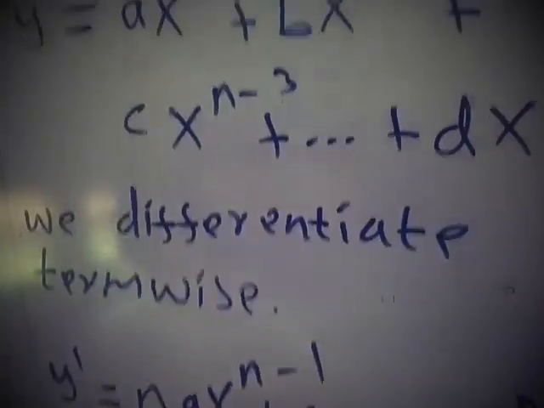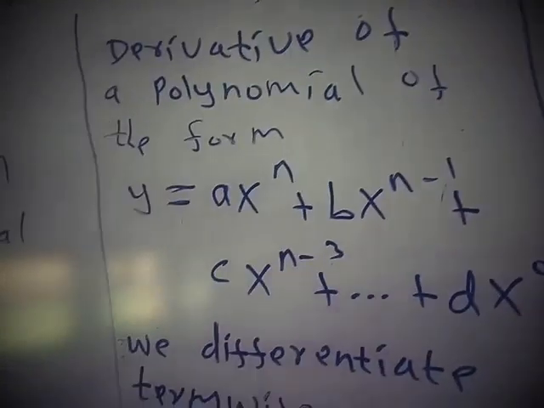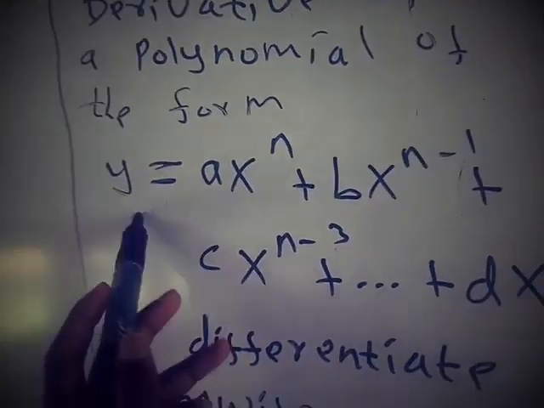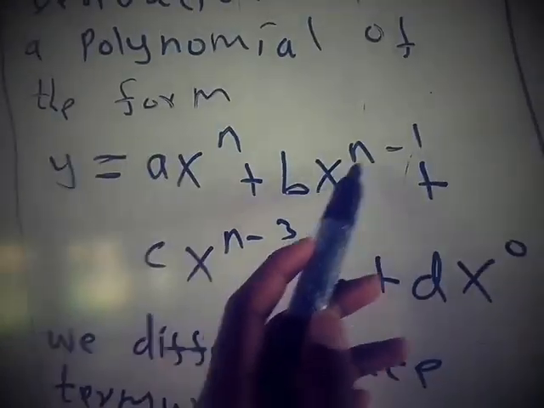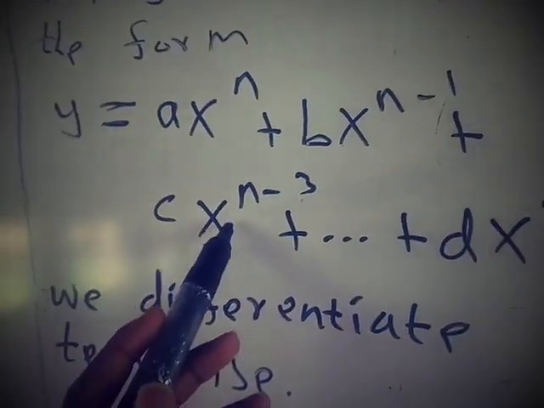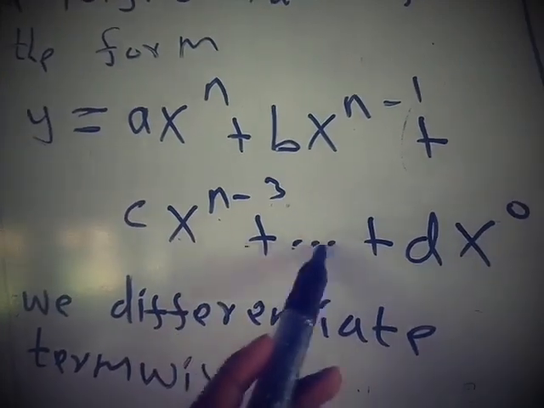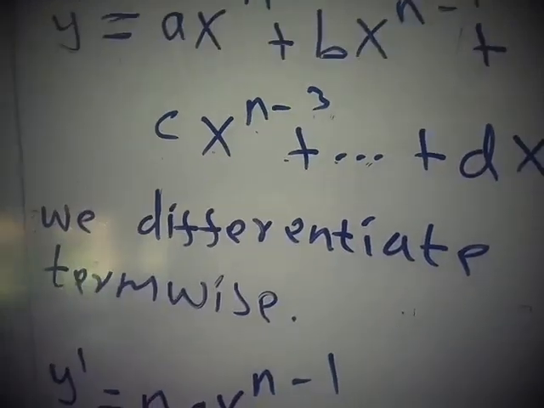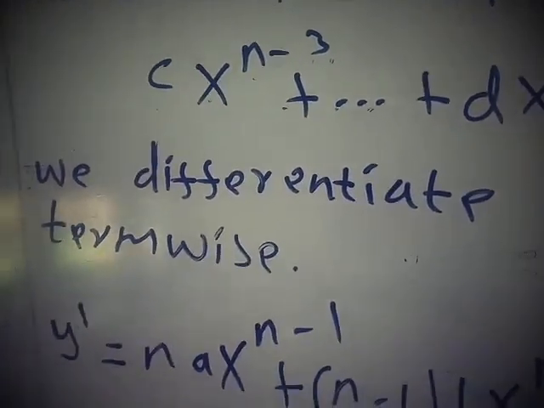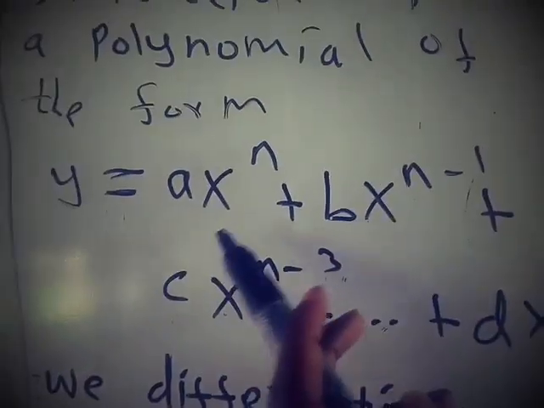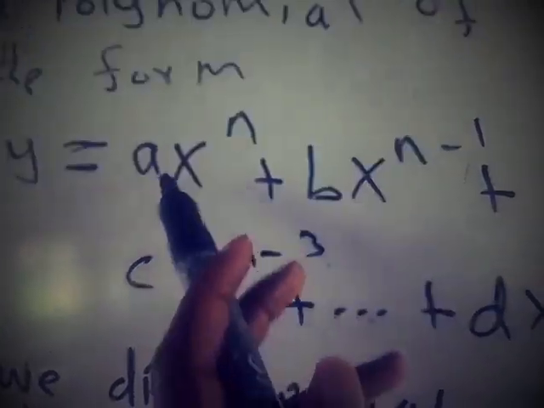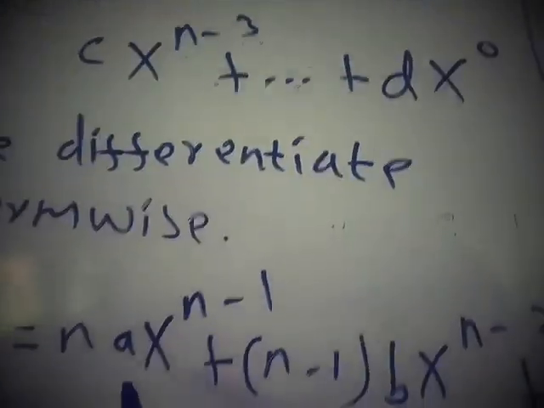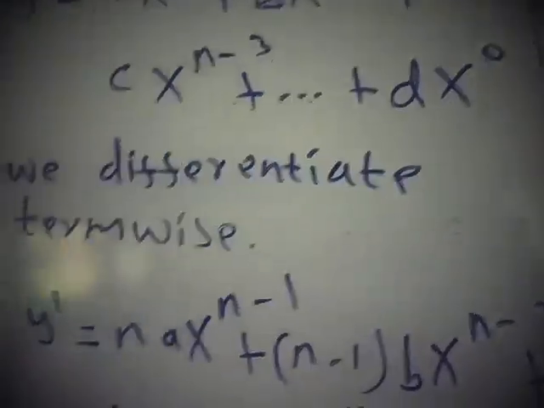When you are given a polynomial, let us look at the derivative of a polynomial of the form y is equal to a x power n plus b x power n minus 1 plus c x power n minus 2 plus all the way to the last index. So to get the derivative here, what you do, you differentiate term-wise. Every term is differentiated independently. So start with the first term. This is n times a x power n minus 1. Then you differentiate the second term: plus n minus 1 times b.